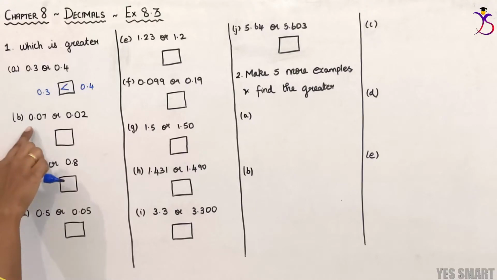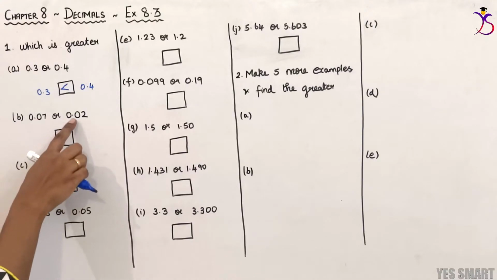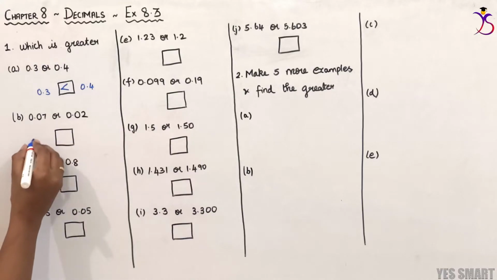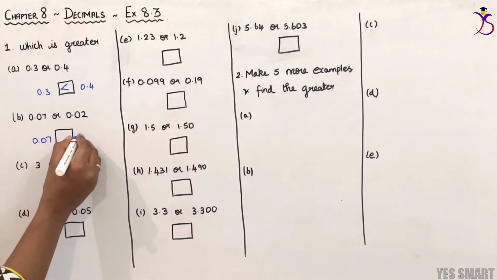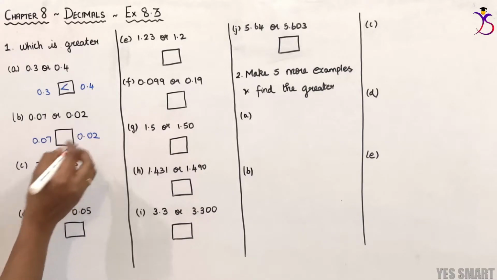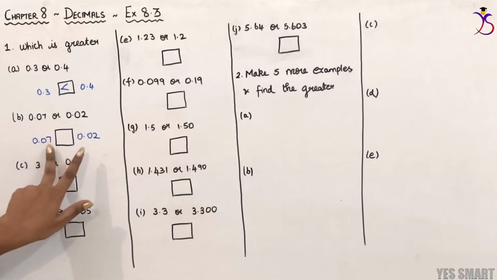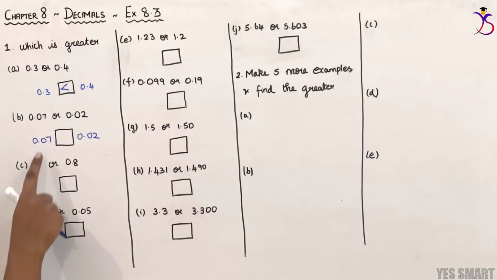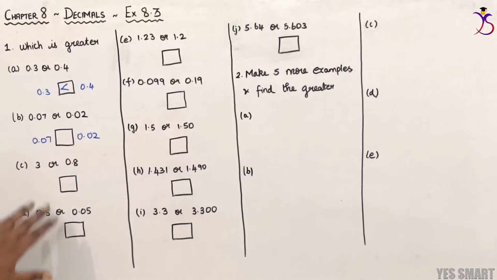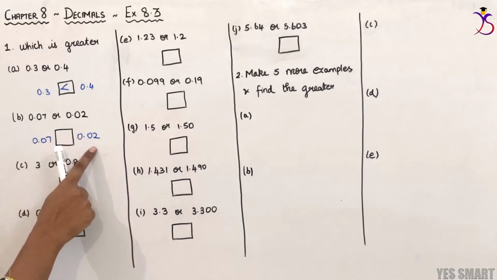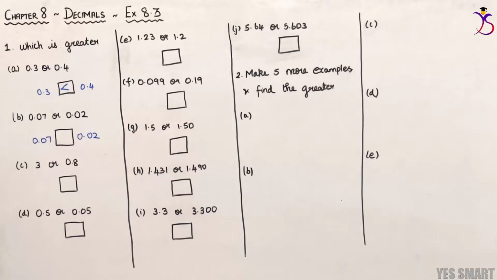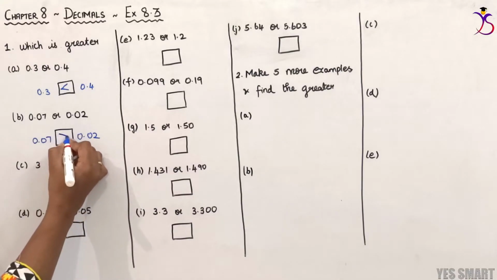Now second subdivision, 0.07 or 0.02. Here it is already in like decimals. The number of digits in the decimal part here is 2 and here also it is the same, 2. Therefore we can straight away compare 0.07 and 0.02. Let's compare the whole number part first. 0, 0, both are equal. On moving to the decimal part, first digit is 0, here also 0, both are equal, and moving to the next digit, 7, here it is 2. Obviously 7 is greater than 2, therefore 0.07 is greater.